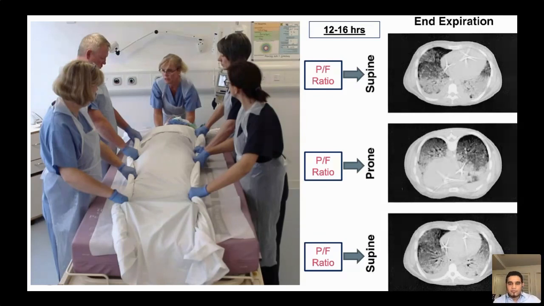Day 1, day 2, day 3, and now on day 4 you did the proning, and the jump from 100 did not go all the way to 250. It actually only went from 100 to 140. The next day it's 100 to 130. Now it's basically telling you the proning is not helpful anymore.